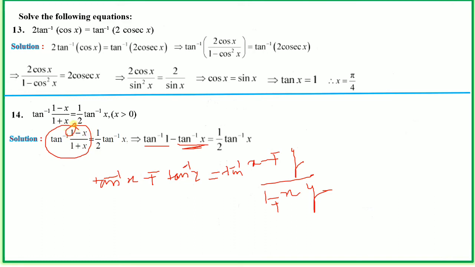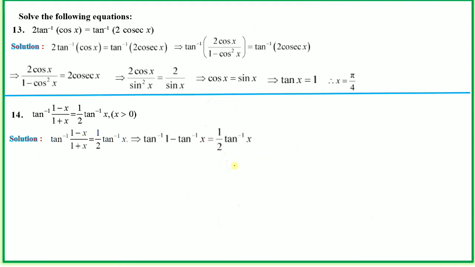What is x? 1. And what is y? x. So tan inverse 1 minus x upon 1 plus 1 into x, so that means x into y. So this is equal to tan inverse x, means 1 here, and minus tan inverse y, means x for this question. Okay, clear?